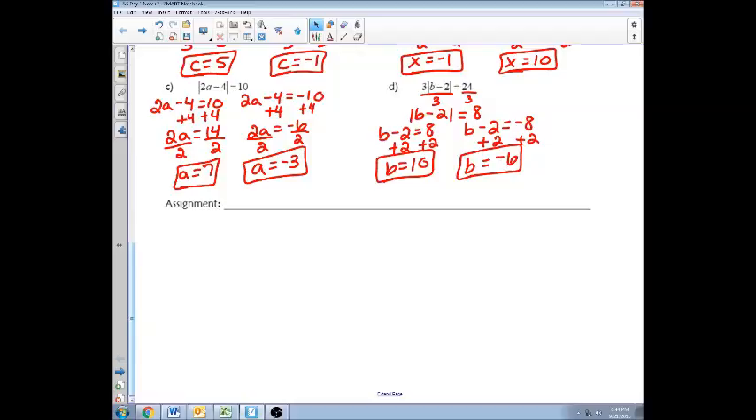Remember, we want to get the absolute value by itself. Then we will set it equal to the positive version and the negative version of the other side of the equal sign. And then we can solve for our variable.